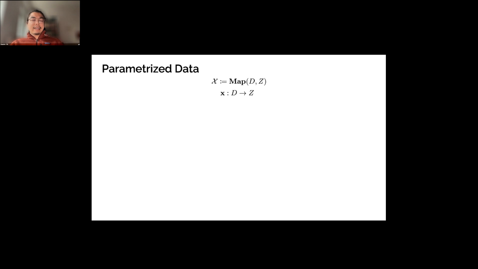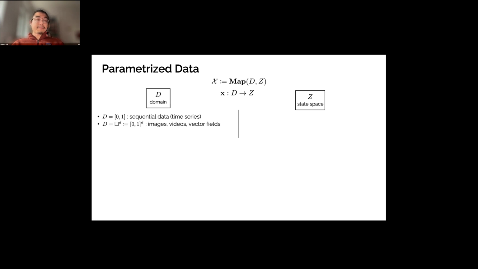Now, in this talk, we're going to be focused on a certain type of input space X, and that is the case where X itself is a space of maps. So we can think about this as some sort of parametrized data. So one data point is going to be a map from some domain D into some state space Z. So for instance, D could be just the unit interval from 0 to 1, and these would just be time series data.